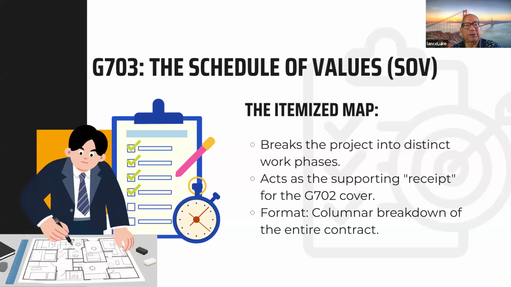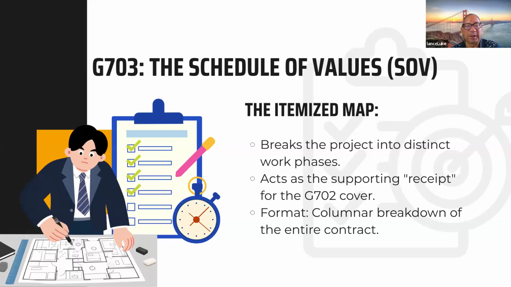So very important, G703 is the schedule of values. And the schedule of values is basically a spreadsheet of line items. It's an itemized map. It breaks the project into distinct work phases and building components. And it acts as a supporting receipt for the G702 cover page. So the format is actually a spreadsheet in columns, and the entire contract is broken down, and then percentages of each line item is being billed.